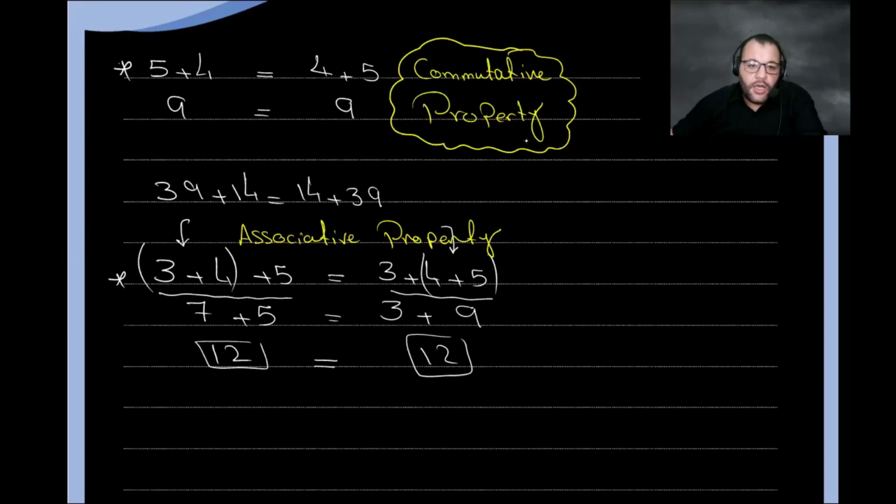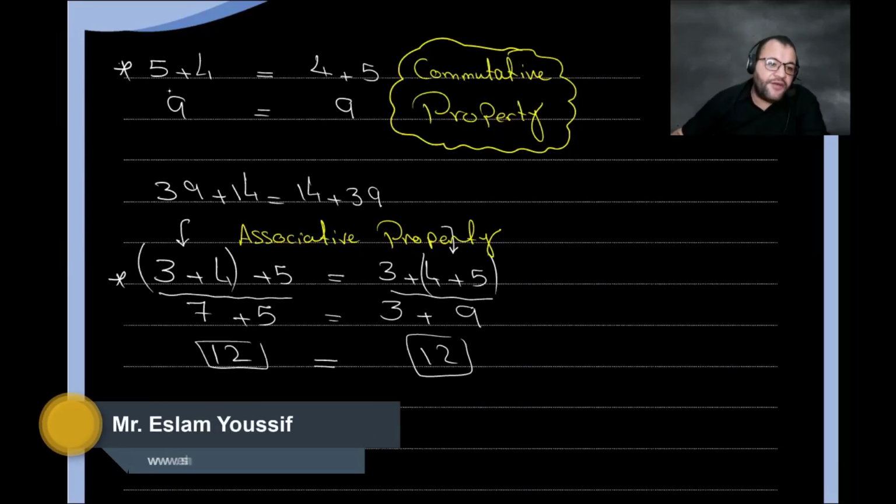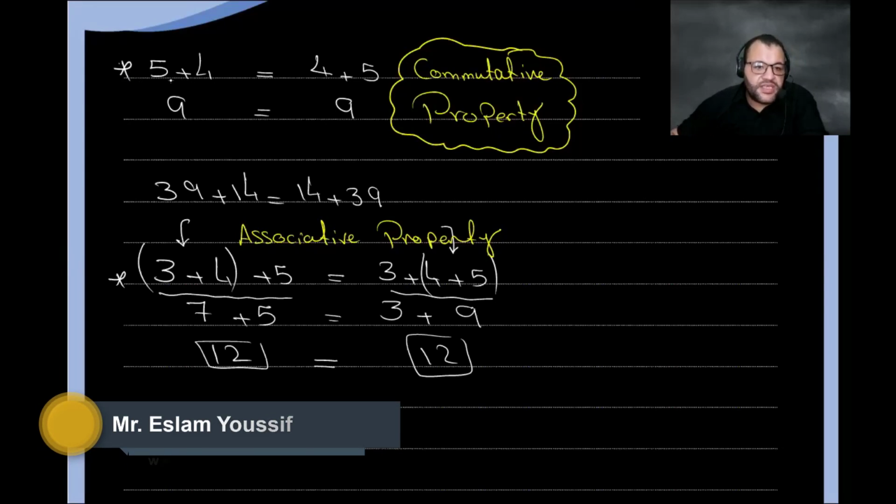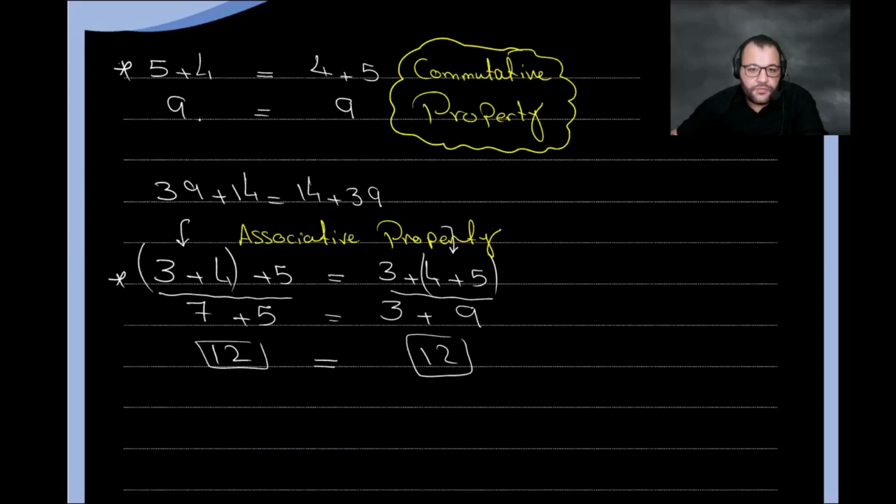Commutative property. What is the meaning of commutative property? If you have two numbers, 5 and 4, if you add them, it will be the same as 4 plus 5. So this is called commutative property.